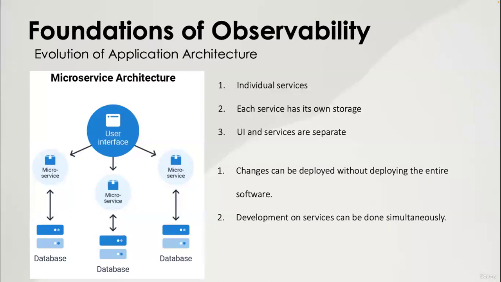So microservices architecture has helped developers and DevOps engineers reduce the burden of bringing the application to market at a faster pace. If a new feature is developed, a new version of that particular microservice can be brought into market at a faster pace. So what are the advantages we are getting? The changes can be deployed without changing the entire software.